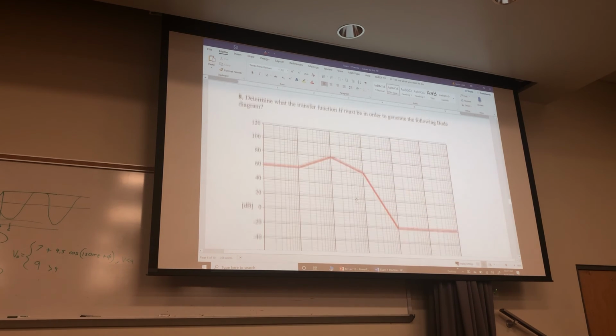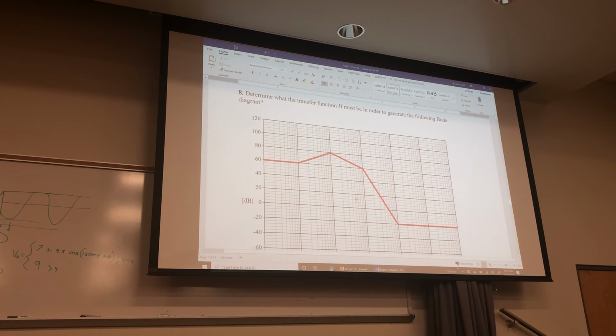Okay, and what about something like this, where you have to determine the transfer function given a plot? Any questions about that? You guys all good with that?